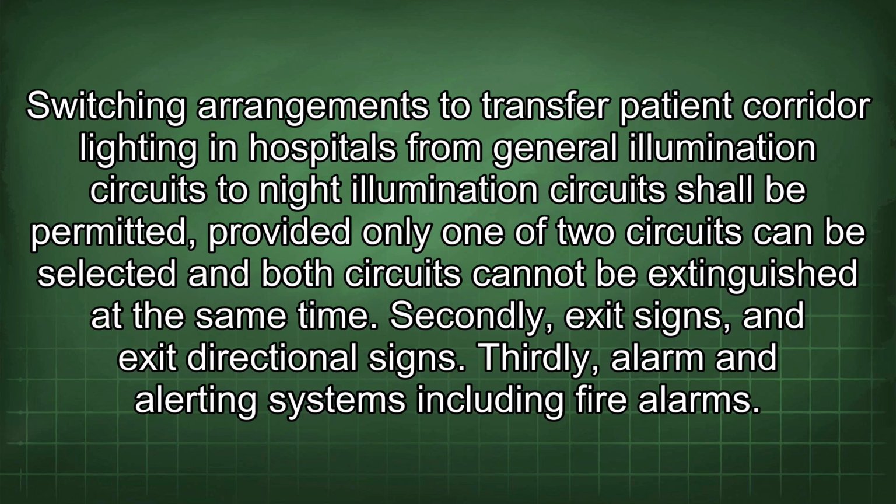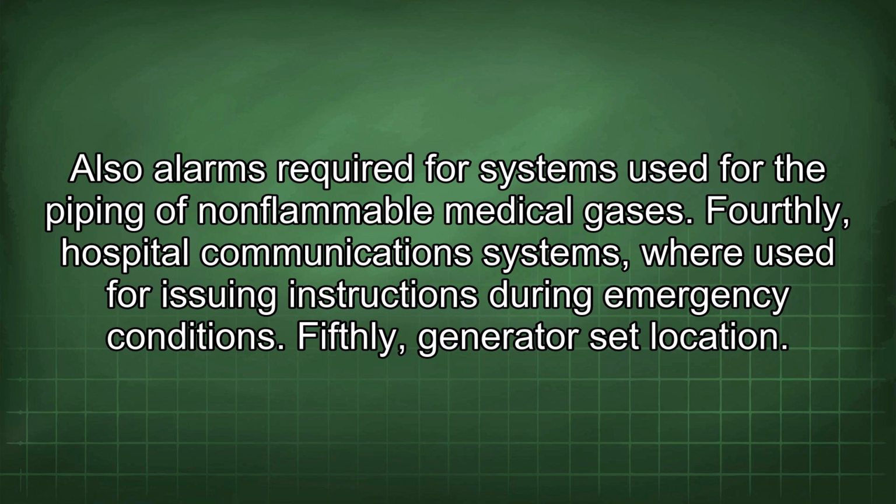Switching arrangements to transfer patient corridor lighting in hospitals from general illumination circuits to night illumination circuits shall be permitted, provided only one of two circuits can be selected and both circuits cannot be extinguished at the same time. Secondly, exit signs and exit directional signs. Thirdly, alarm and alerting systems including fire alarms. Also alarms required for systems used for the piping of non-flammable medical gases. Fourthly, hospital communication systems used for issuing instructions during emergency conditions.